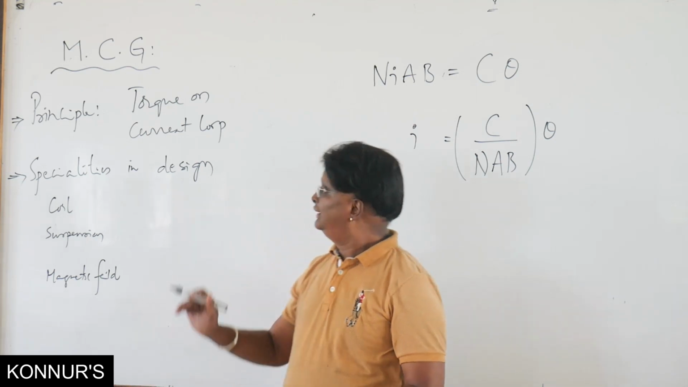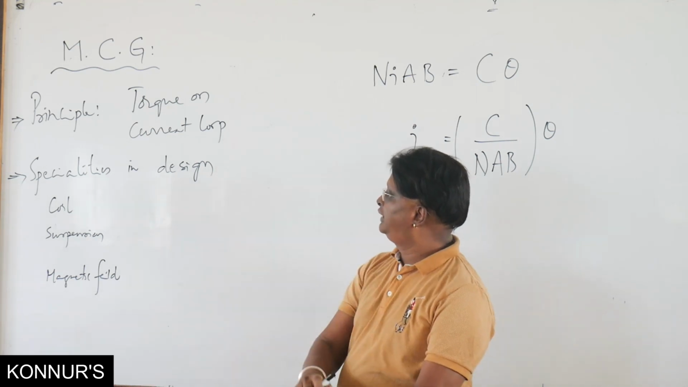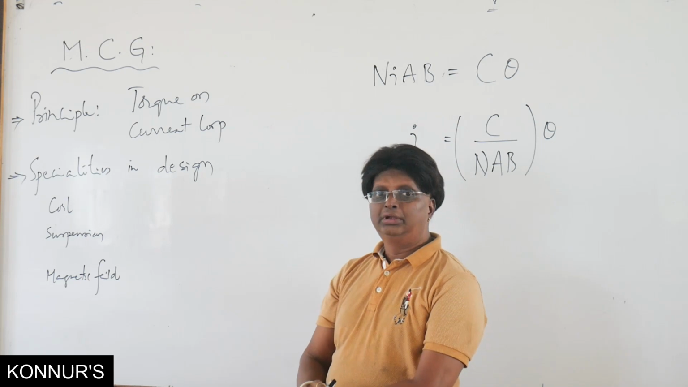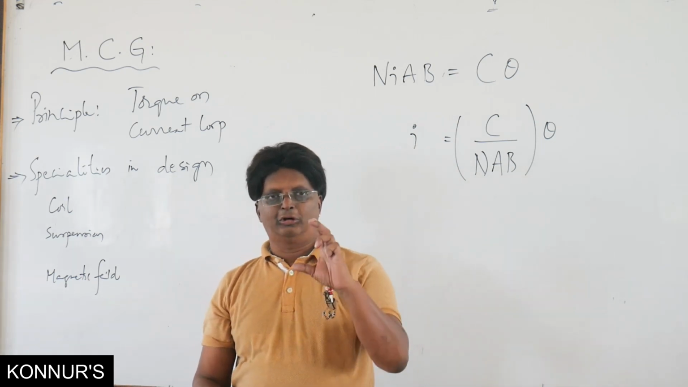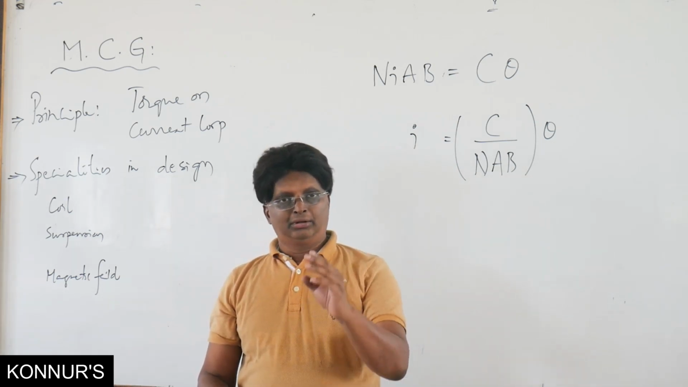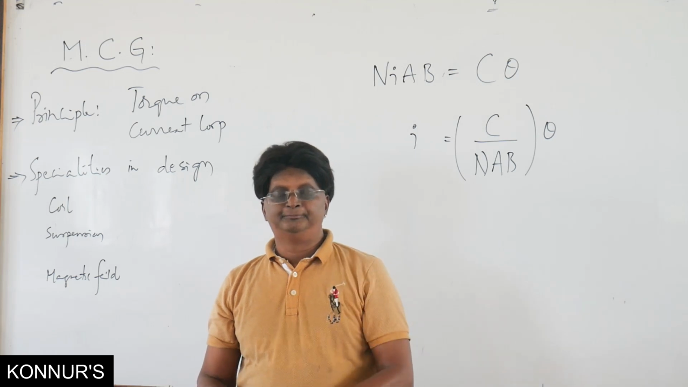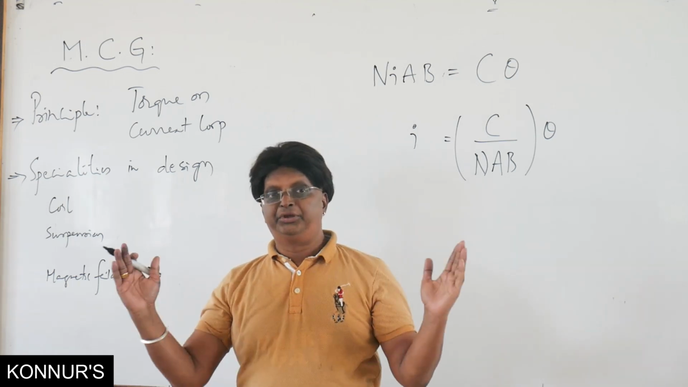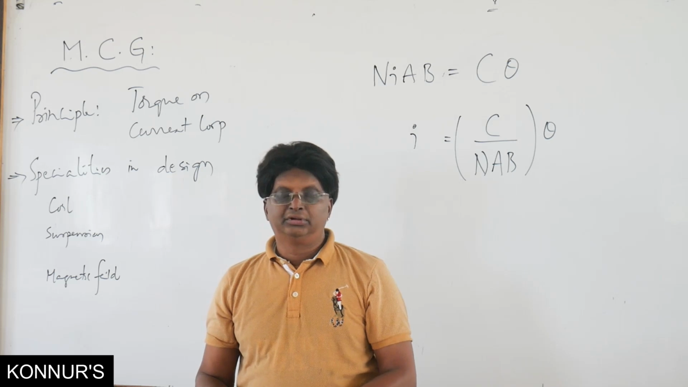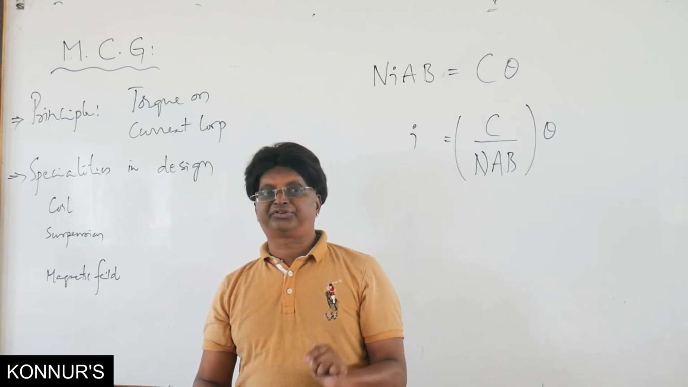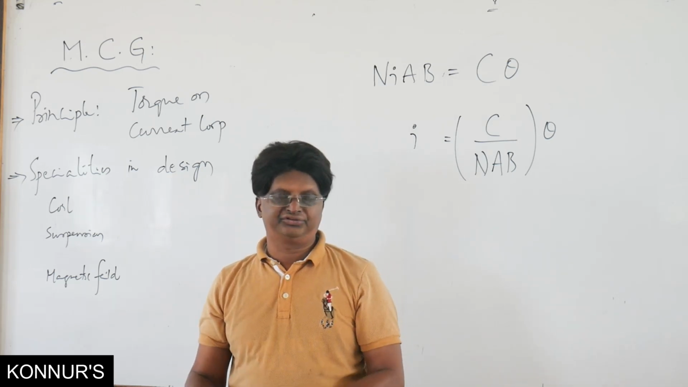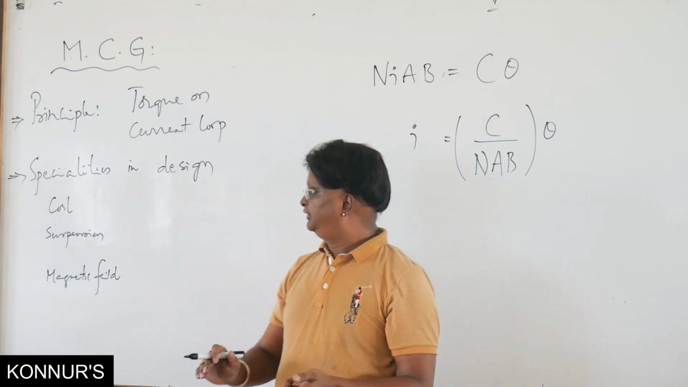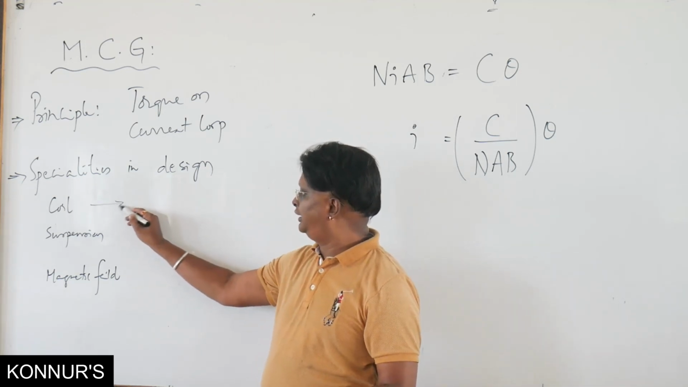What we are told is the principle of the moving coil galvanometer. Now, you know about the description. It has a coil with number of turns, then it is suspended between magnetic poles. Now we are discussing about the specialities in the design, not about the entire design. We are now discussing the speciality. First, the specialty is about the coil.